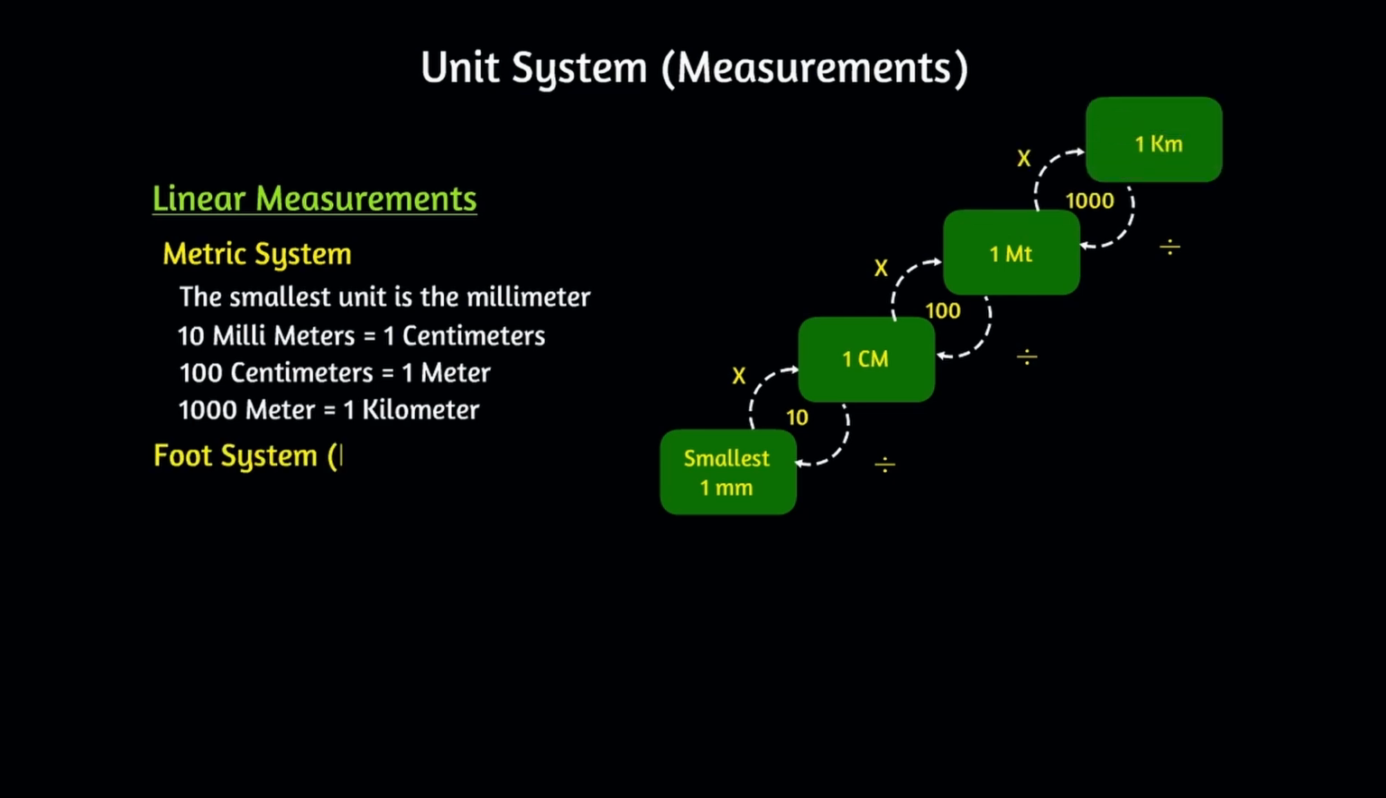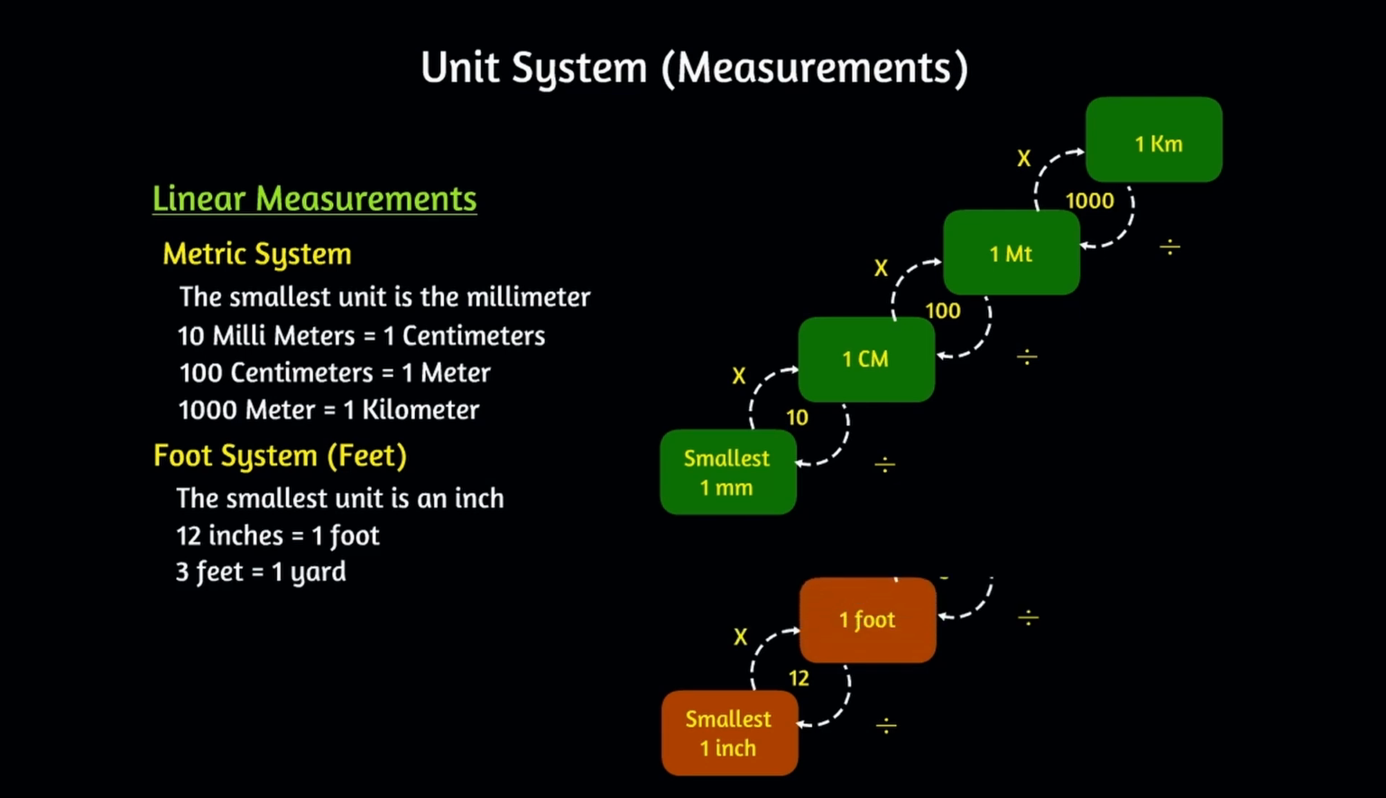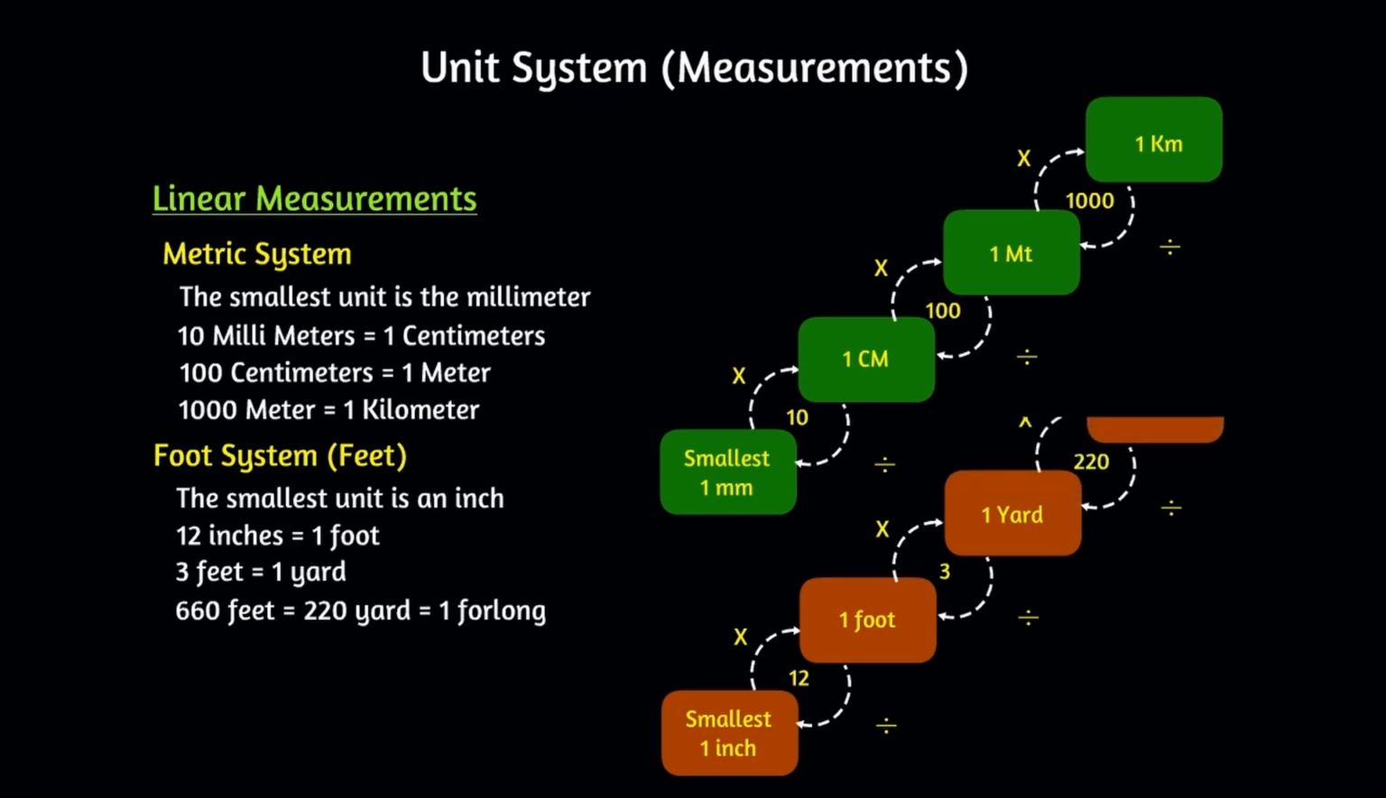Now let's move to linear measurements in the foot system, also called feet. The smallest unit in feet is the inch. 12 inches make 1 foot. 3 feet make 1 yard, which is also called gajam in Tamil. 660 feet, which is the same as 220 yards, make 1 furlong. 8 furlongs make 1 mile.